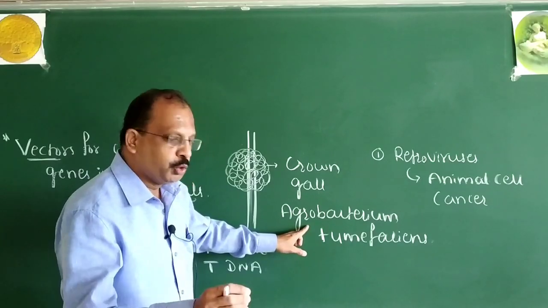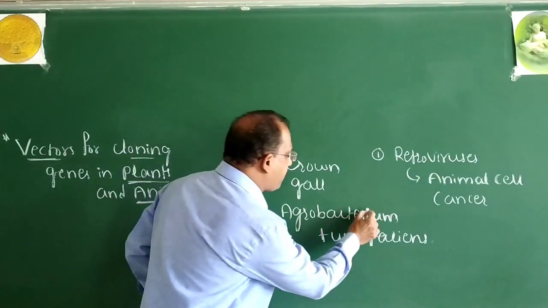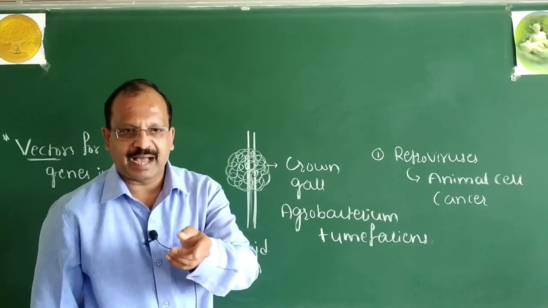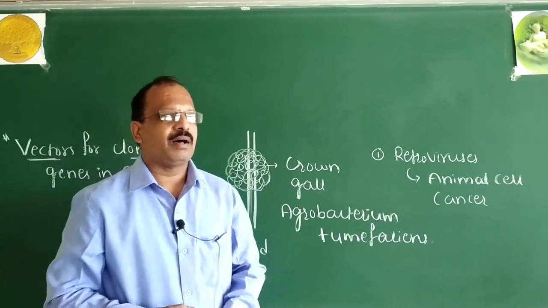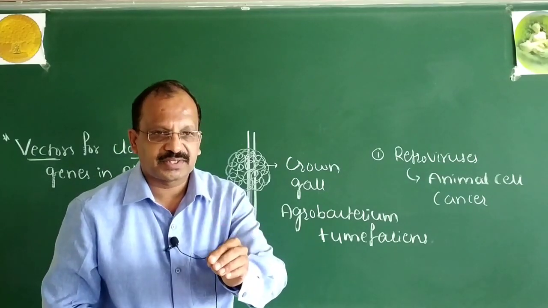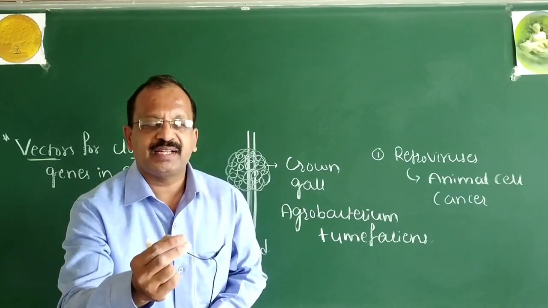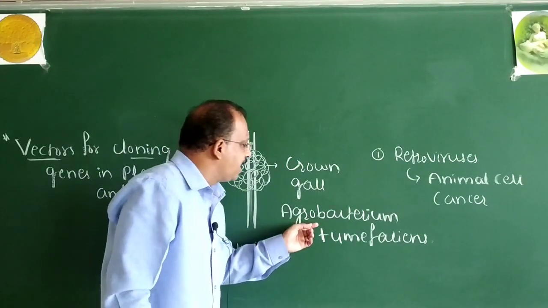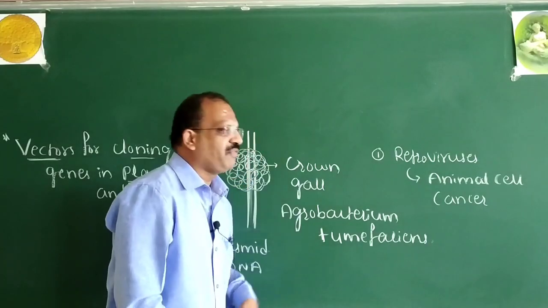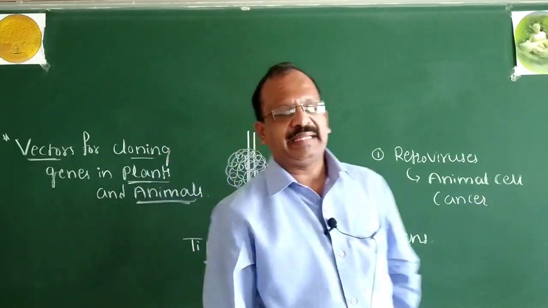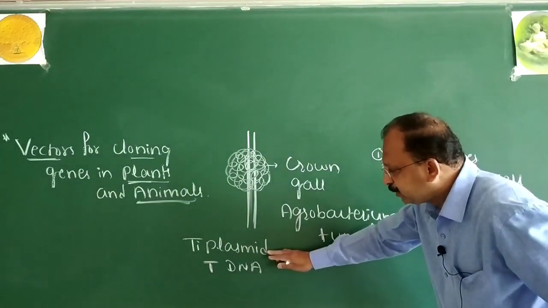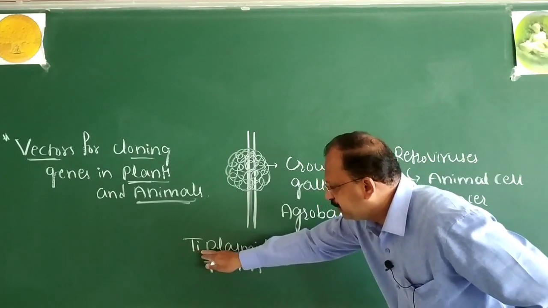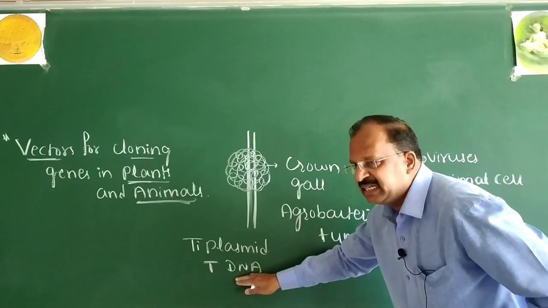In the same way, Agrobacterium tumefaciens are soil bacteria which have the capability of converting normal cells into cancerous cells, especially in dicot plants. Look over here, Agrobacterium tumefaciens are soil bacteria. It has a tumor inducing plasmid with T-DNA.